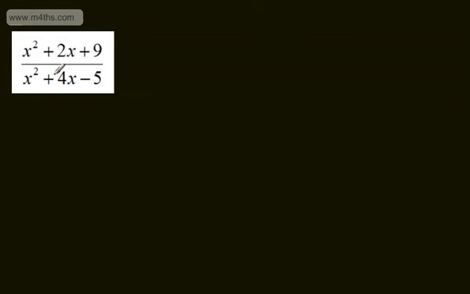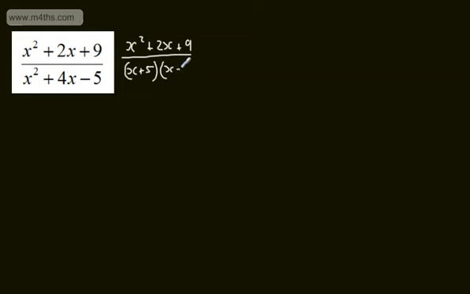I'm also just looking ahead and thinking to myself that that does actually factor. This denominator does factor right here. So let's just write this out. x squared plus 2x plus 9 over, and if I factor this, we're going to have x plus 5 and x minus 1.